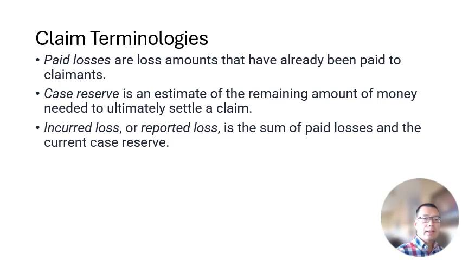Paid losses are loss amounts that have already been paid to claimants. Case reserve is the estimate of the remaining amount of money needed to ultimately settle a claim. An incurred loss, or reported loss, is the sum of paid losses and the current case reserve.